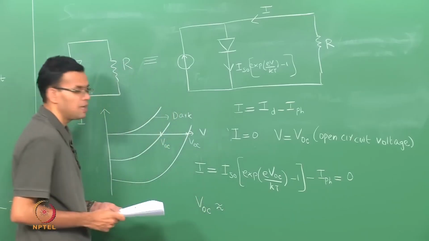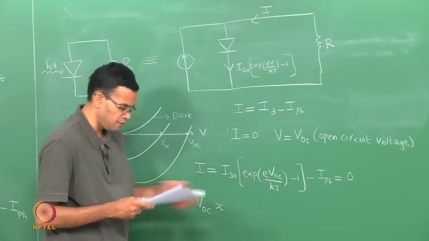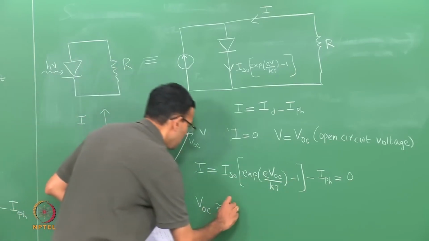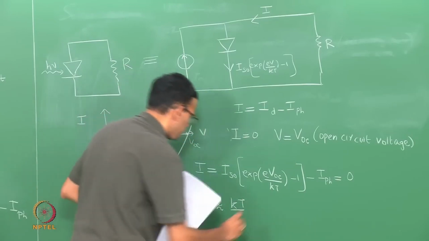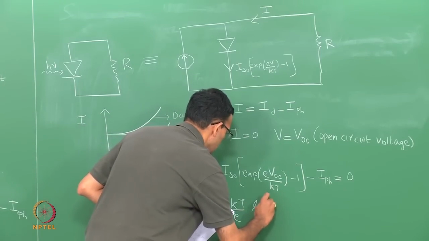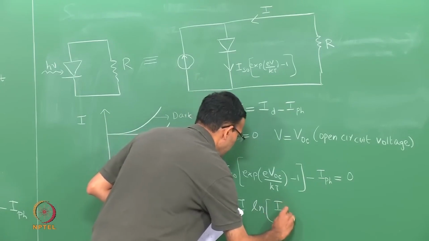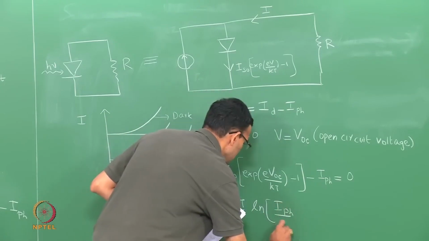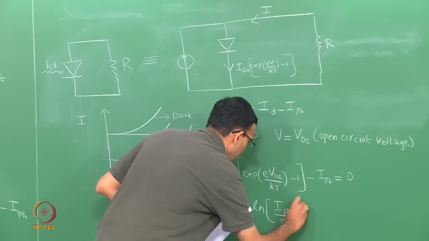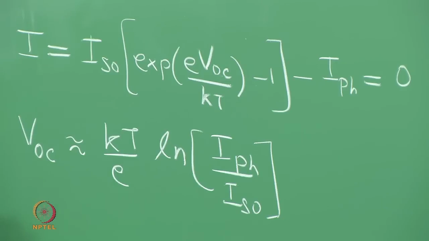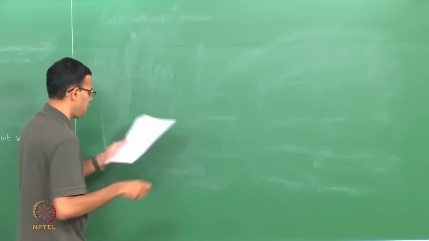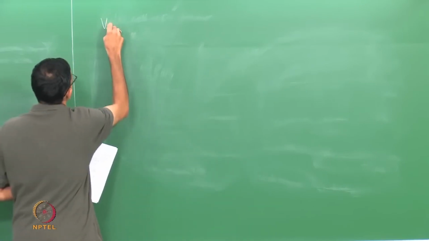So we can rearrange this expression to give you VOC to be approximately equal, you can neglect this factor minus 1, to be KT over E ln of IPH over ISO. So let me rewrite this expression and we can look at the two parts of it.